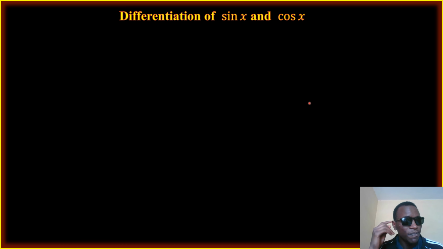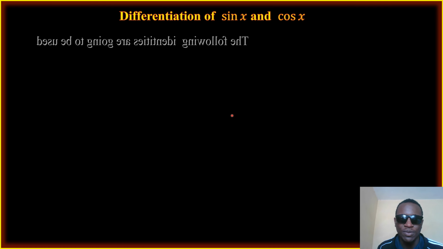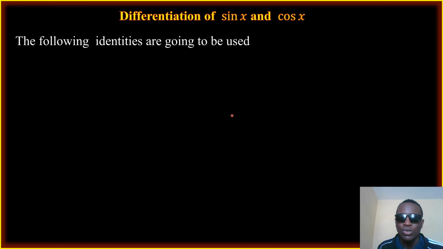For our presentation proper, I will begin with the differentiation of the cosine function and the sine function. To do this differentiation from first principle, there are identities that are going to be useful. So the following identities are going to be useful.